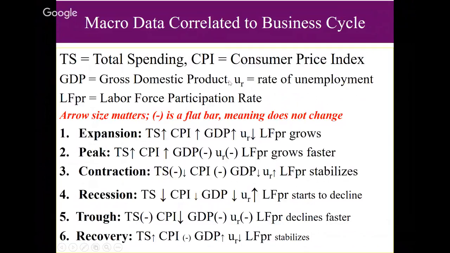Gross domestic product has multiple approaches. It can be a measure of total spending in the economy. It is also a measure of productivity in the economy. We often consider it our main measure of economic activity.